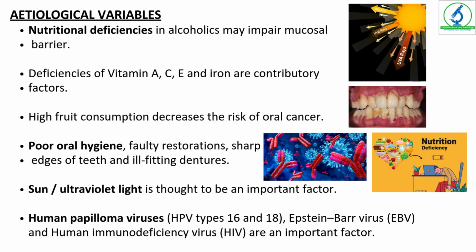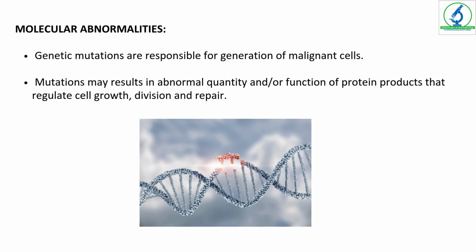Poor oral hygiene, faulty restorations, sharp edges of teeth and ill-fitting dentures. Sun, ultraviolet light is thought to be an important factor. Human papillomaviruses, HPV types 16 and 18, Epstein-Barr virus, EBV, and human immunodeficiency virus, HIV, are important factors. Immunosuppression. Molecular abnormalities: genetic mutations are responsible for generation of malignant cells.